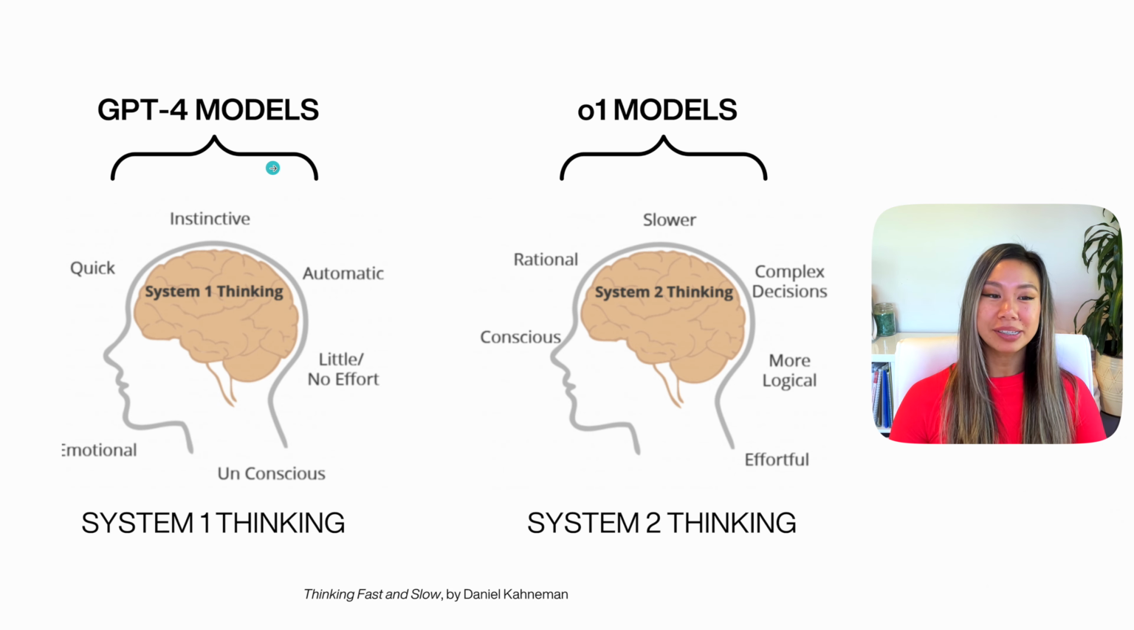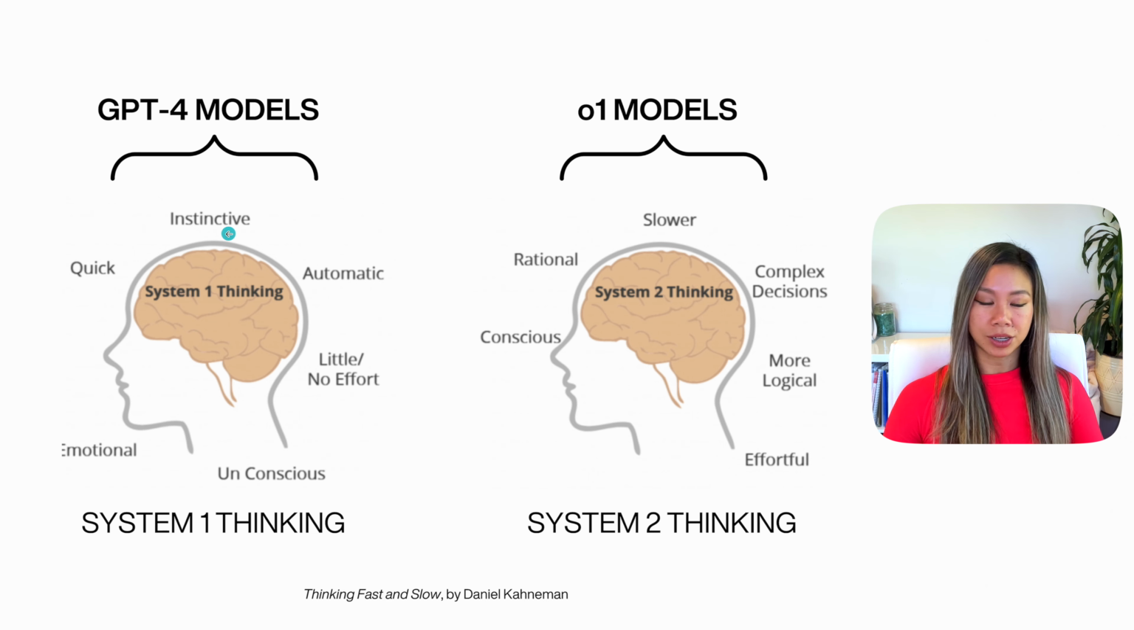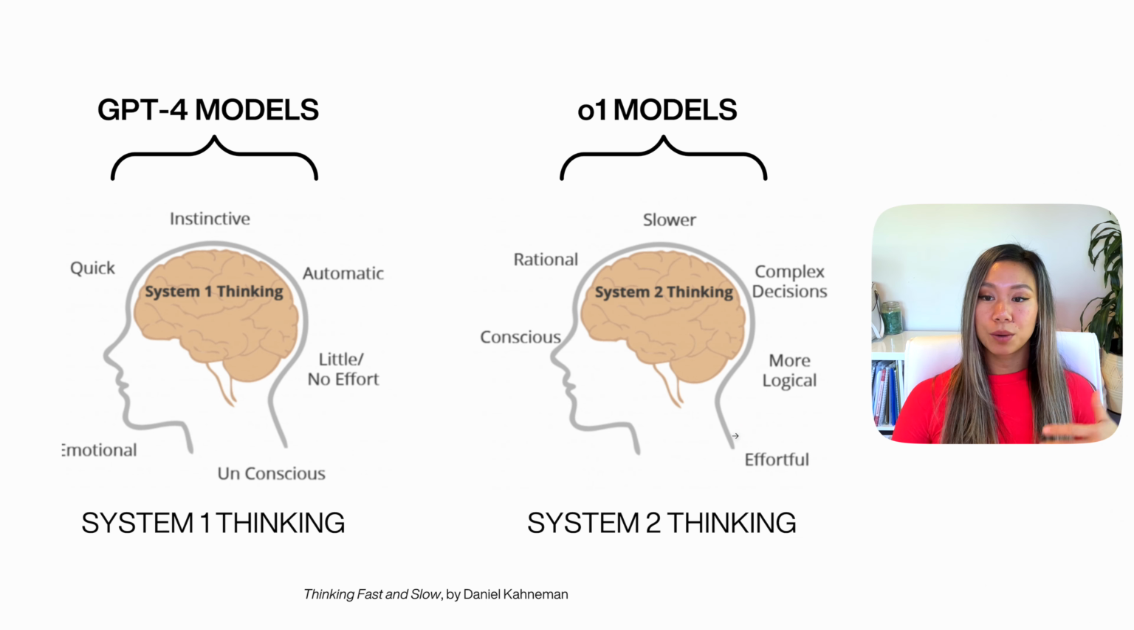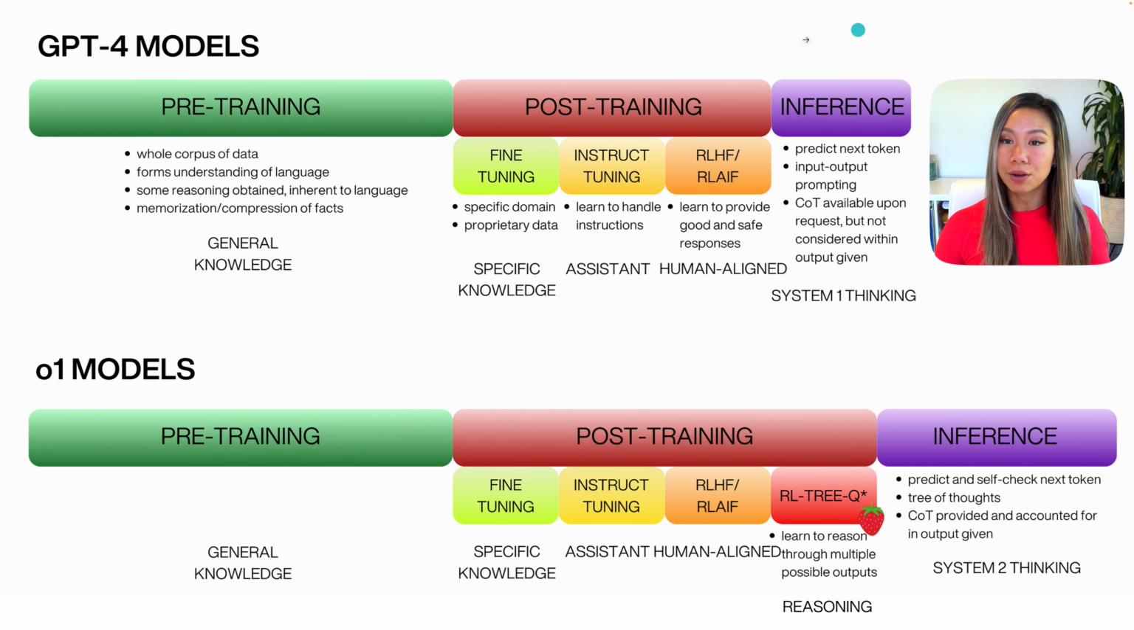Overall, GPT-4 models can be described as doing System 1 thinking, and thinking so quickly and instinctively and with little to no effort is also what makes GPT-4 vulnerable to creating hallucinations. O1 models, on the other hand, are doing System 2 thinking, where it's definitely thinking slower, but that's because it's putting more effort into its thoughts to be more logical and more rational, hence its reasoning capabilities, which allow it to make more complex decisions, which in turn lead it to be more correct more of the time. And that there reflects how inference is done differently for GPT-4 and for O1.